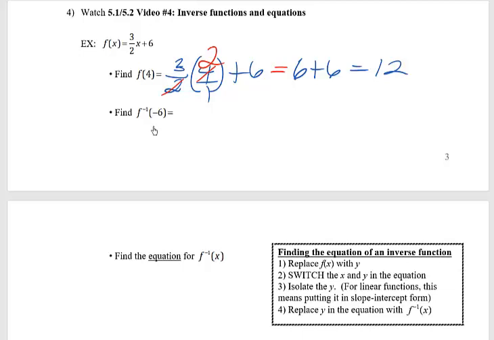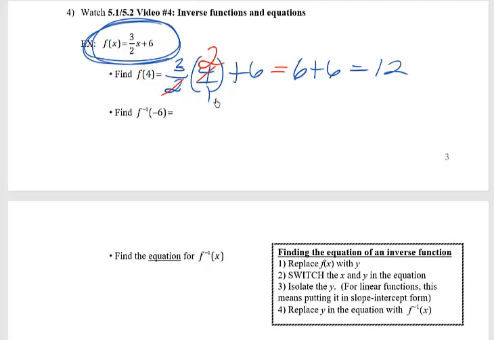Second example says find f inverse of negative 6. Well, this is going to be trickier because I don't have the equation of the inverse function. If I did, I could just stick negative 6 into it. All I have is the equation of this original function. So again, I'm going to have to think creatively here. I know that this is an input in the inverse function. In other words, this is an x to the inverse function.